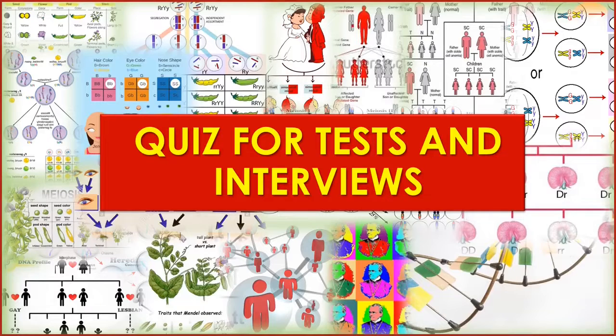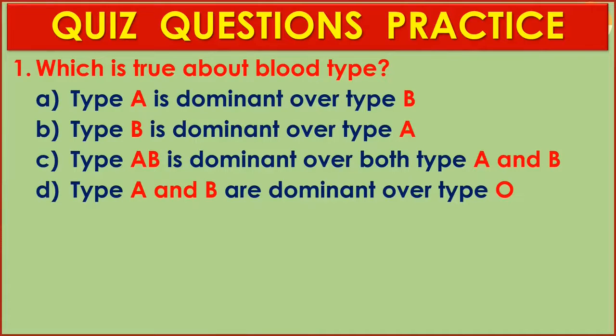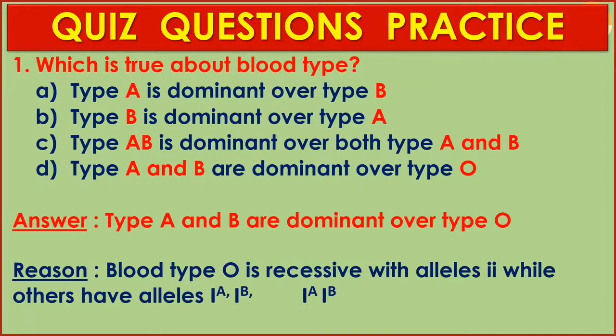Here we will discuss some MCQs related to genetics, which are often asked in tests and interviews. First one is, what is true about blood type? The options are: type A is dominant, or type B is dominant, or type AB is dominant over both type A and B, or type A and B are dominant over type O. The correct answer is option D, type A and B are dominant over type O.